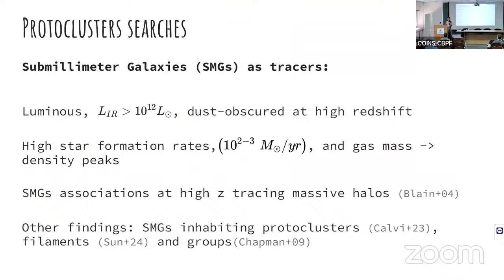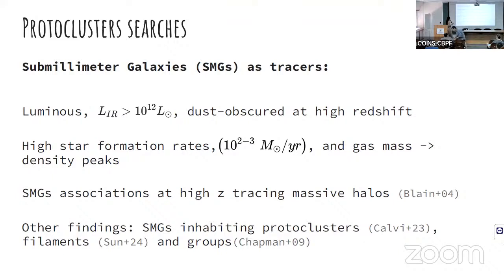The point of biased tracers is we expect some objects to inhabit massive halos, and then we use these objects as targets for protoclusters. There are a few tracers in the literature. You can find radio galaxies, quasars, but here I will talk about submillimeter galaxies. That is what we use in this work. Submillimeter galaxies are galaxies very luminous in the infrared. They are dust obscured galaxies at high redshift. So we measure this in the submillimeter band here. They have high star formation rates, like 100 to 1,000 solar masses per year, and they have high gas mass too. So we expect them to inhabit density peaks.